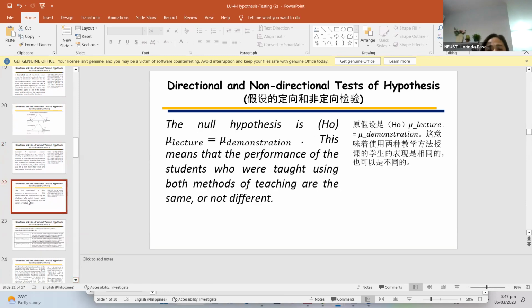So walang pagkakaiba. So the null hypothesis is H0, meaning that mathematically it can be stated that the mean scores of the students who are subjected to lecture type of teaching is equal to the mean scores of the students in the test for those students who are taught using the demonstration method, or simply the performance of the students who were taught using both methods of teaching are the same or not different.